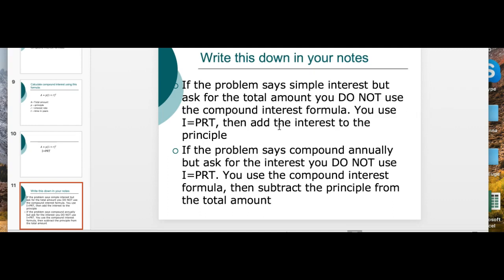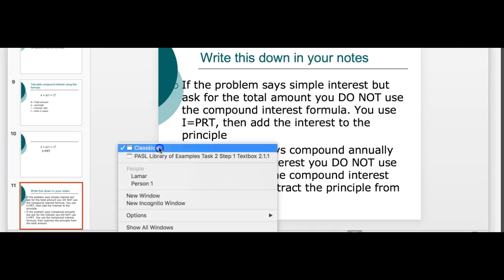So now, compound interest. If we know that we're going to use the compound formula, and it says compound annually, but I know that this problem is asking me for interest, don't use I equals PRT, because that's going to give me interest only for simple interest. You're going to use the compound interest formula, and then you're going to subtract the principal from the total amount to find the interest. All right, let's go over to our class kick, and let's work some of these problems.